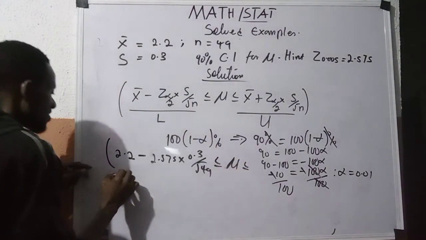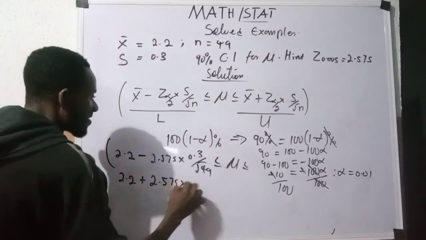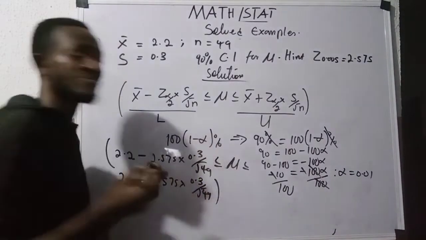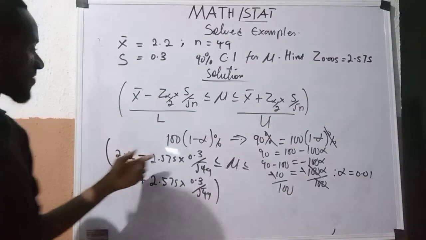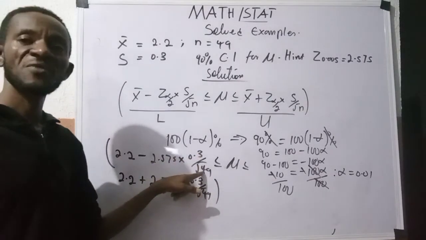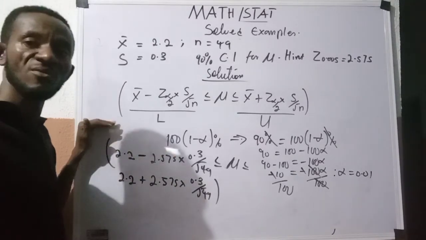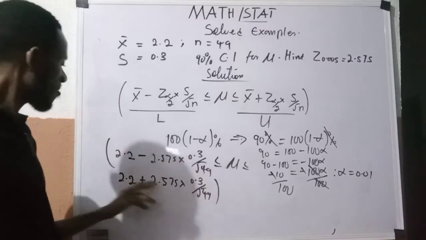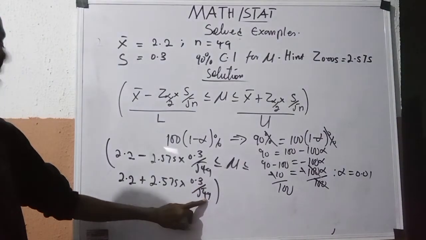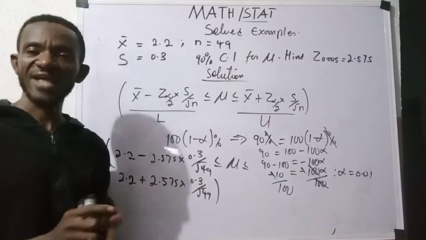For me to get my U, it is going to be 2.2 plus 2.575 times 0.3 all over root of 49. Now close it. Once you have your calculator, you say 2.575 times 0.3 divided by square root of 49. Subtract whatever you get from 2.2. You get your L, which is your lower confidence limit. For the upper, it is 2.2 plus 2.575 times 0.3 divided by this. Whatever value you get, you add it to 2.2, and then you have arrived at your answer.